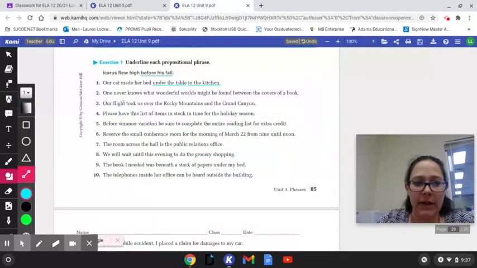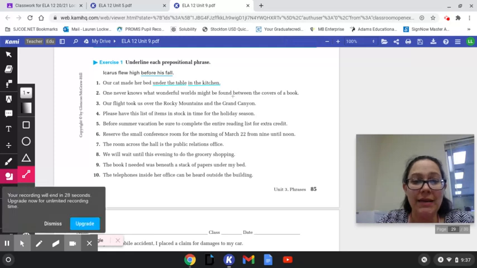Let's look at number 2. One never knows what wonderful worlds might be found between the covers of a book. I know that between is a preposition, so between the covers is my prepositional phrase. I also know that of is a preposition, so of a book is my prepositional phrase.